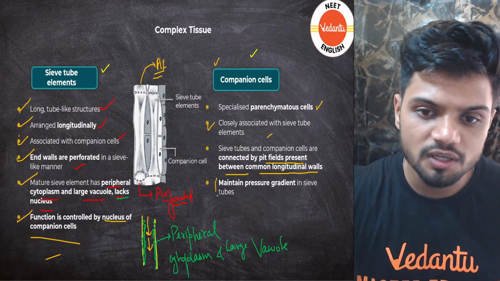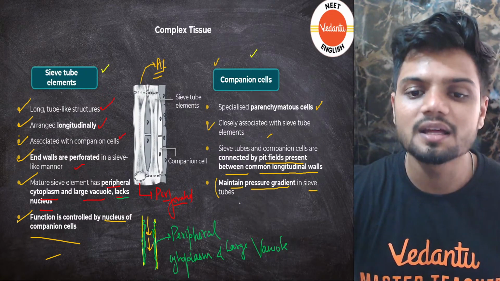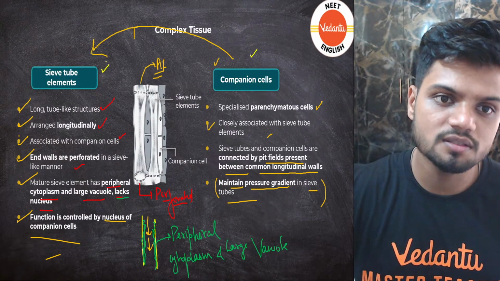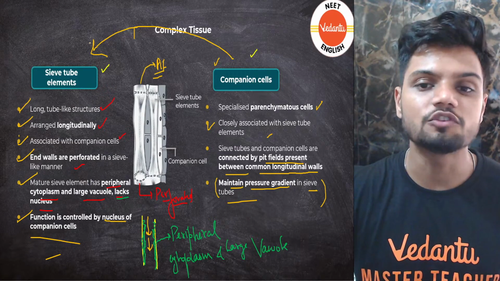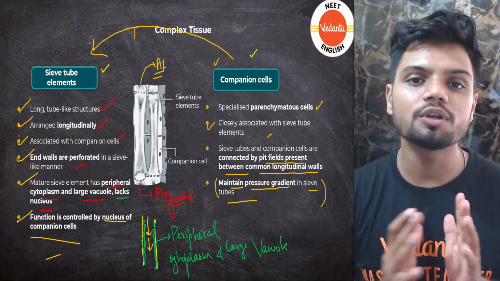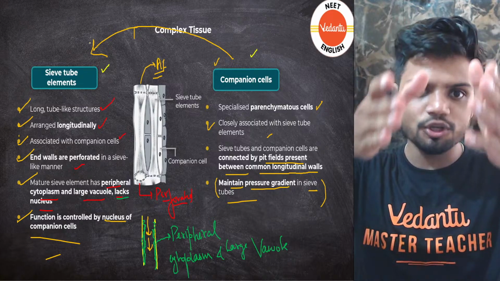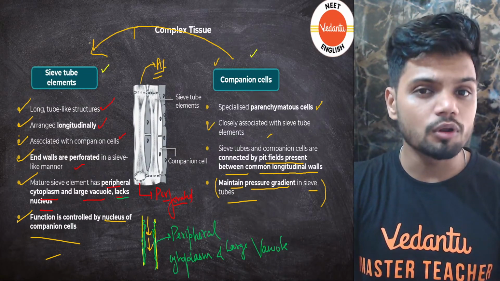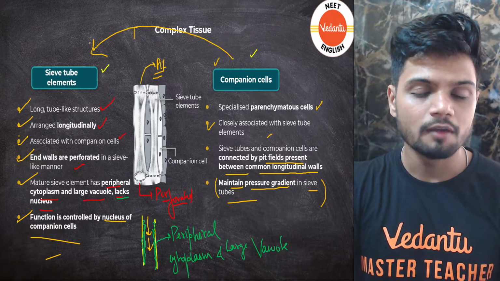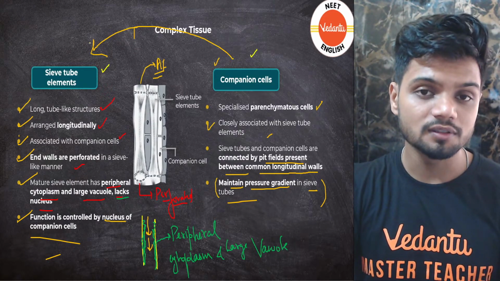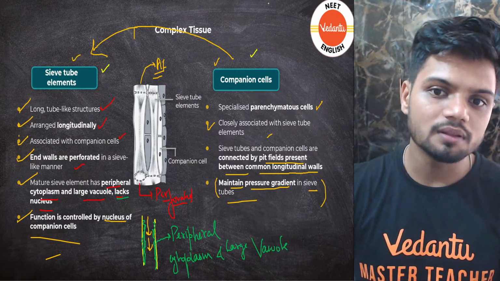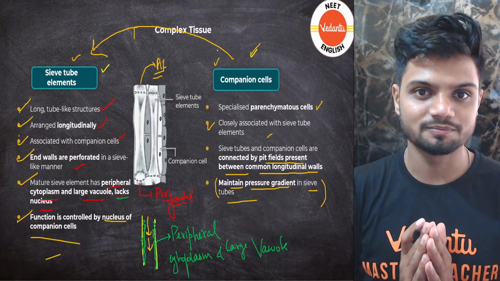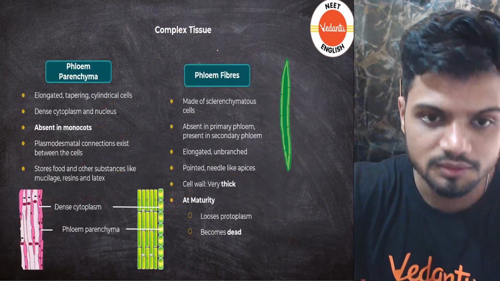Okay. Now, what is the main function? The main function is to maintain the pressure gradient in the sieve tube. That is the difference between sieve tube and companion cells. The companion cell is like a supporting agent to the sieve tube. The main transportation is done by the sieve tube, and the companion cell is helping. Like in biomolecules, we learn something called a holoenzyme, which is made up of apoenzyme and cofactor. Now here, this is your apoenzyme. This is a cofactor. Together they're functioning like a holoenzyme. Understood, all of you?